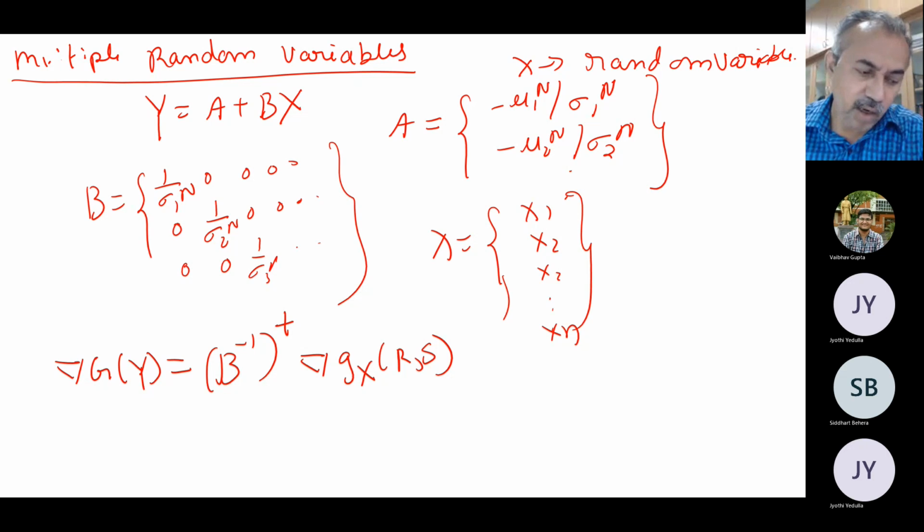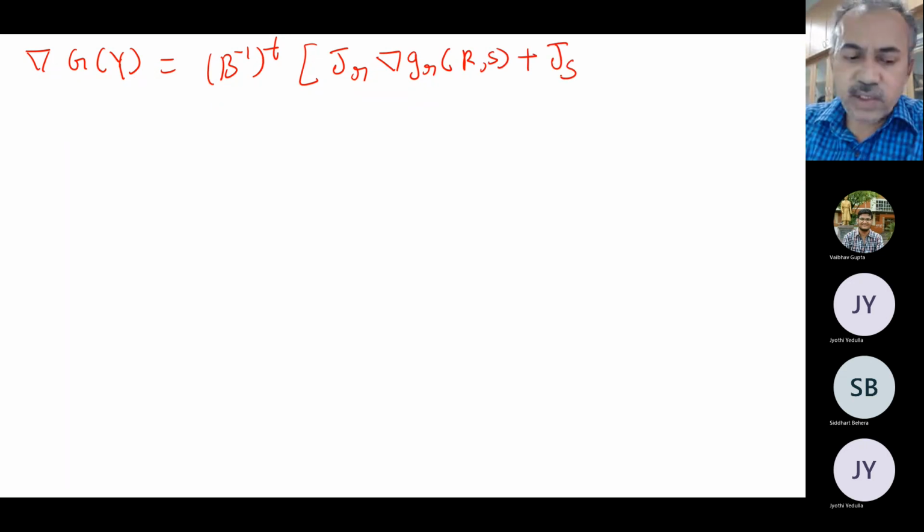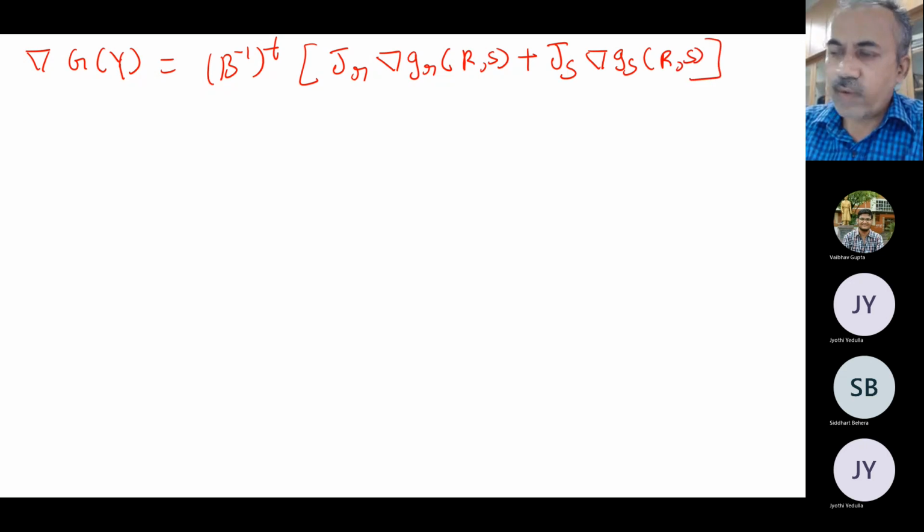So this way we write all our expressions. Now we have to find all these. As I already told you, your random variables may come sometimes in the R matrix, or they may come in S also, or you can have both these combinations. So this expression we can also write as dou G of Y, B inverse transpose, J of R delta G of R comma S plus J of S delta G of S, R comma S. So this is a Jacobian matrix.